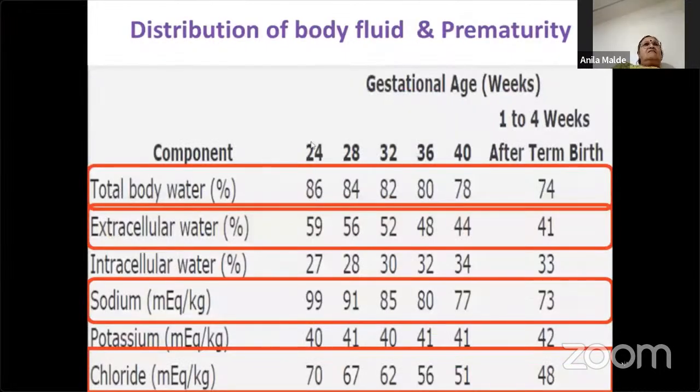As you can see over here, in the preterm babies, the total body water, extracellular water, the sodium and chloride, all are higher.